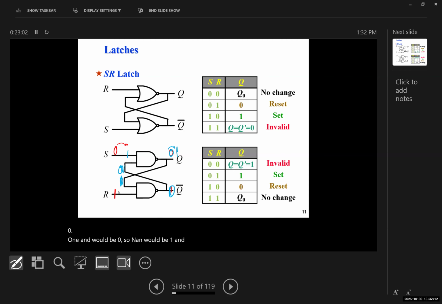And then 1 NAND with 1 gives us what? 1 AND with 1 is 1. 1 NAND with 1 is going to be equal to 0. So now the output would be what? If S is 0 and R is 1, then output Q would be set, or it's going to be 1, and we got 1. Right? Do you want me to solve another one?